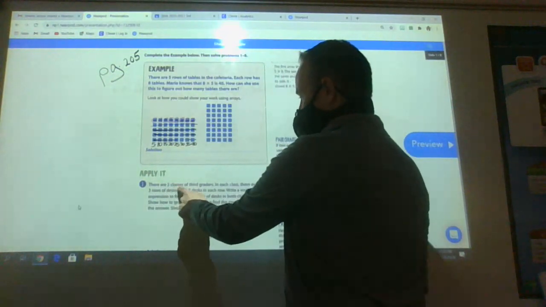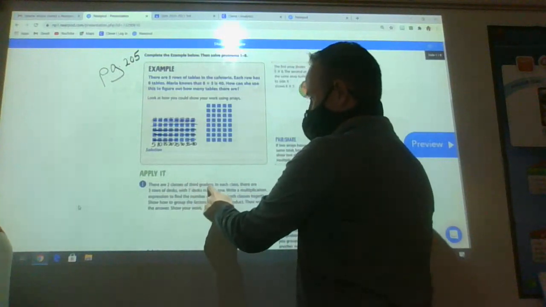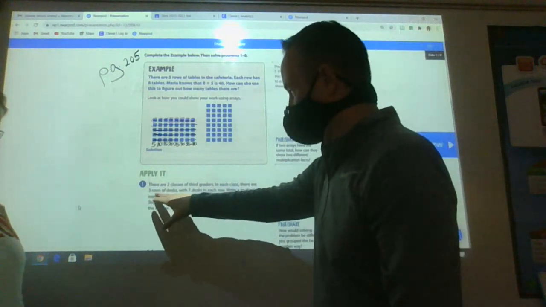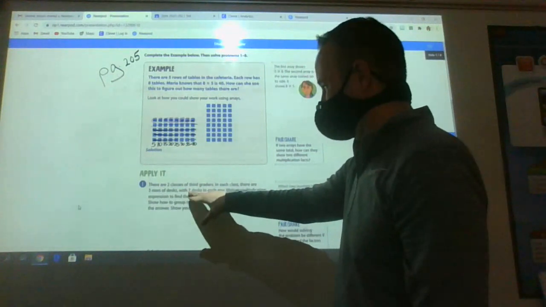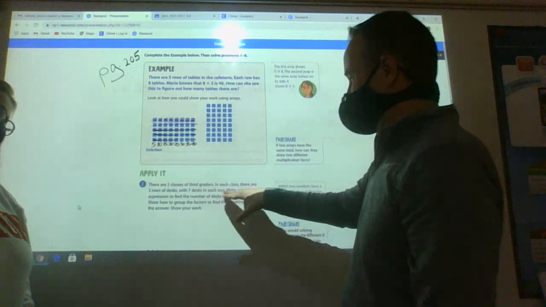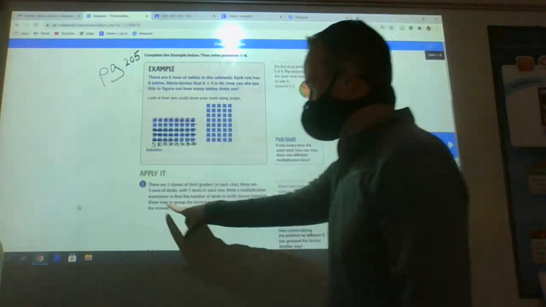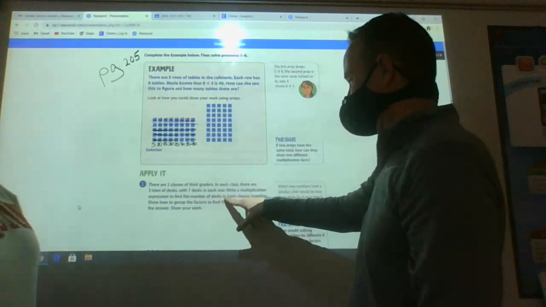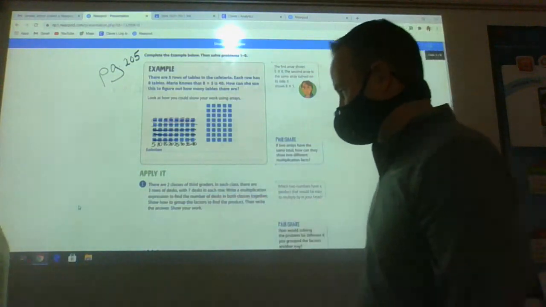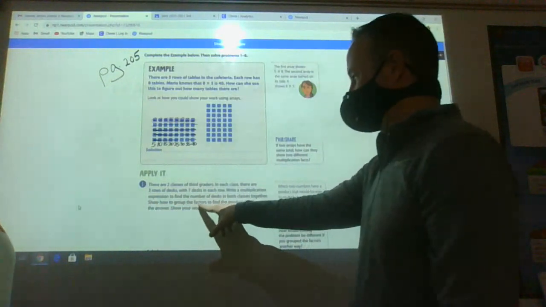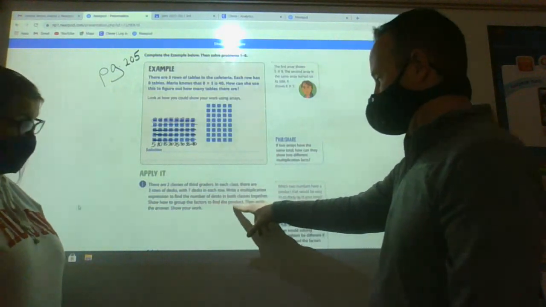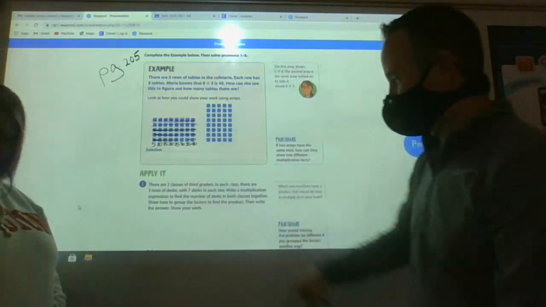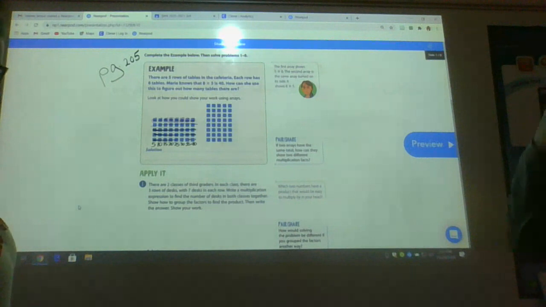There are 2 classes of 3rd graders. In each class, there are 3 rows of desks with 7 desks in each row. Write a multiplication expression to find the number of desks in both classes together. Show how to group the factors to find the product, then write the answer. Show your work. How should we go about this?